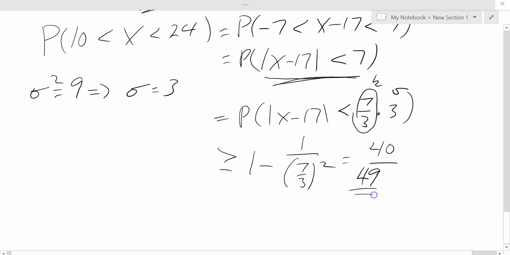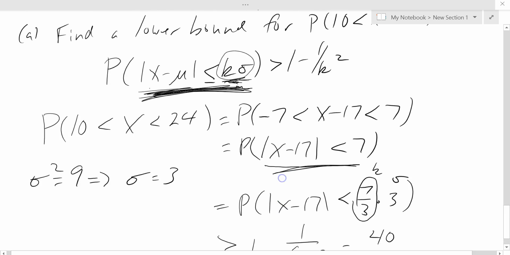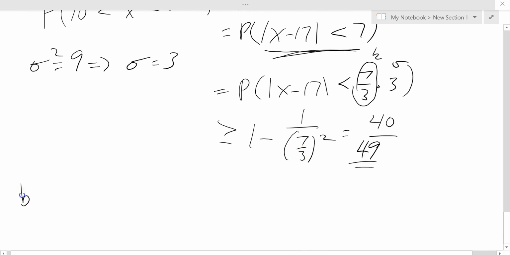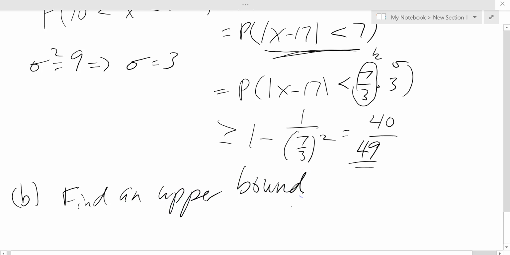This is the lower bound. The inequality gives you a lower bound when it's in this form because it says the probability has to be greater than that. So it automatically gives you a lower bound, just because of the way the inequality points. So when you look at part B, where it asks you to find an upper bound for the probability that the absolute value of x minus 17 is greater than or equal to 16.